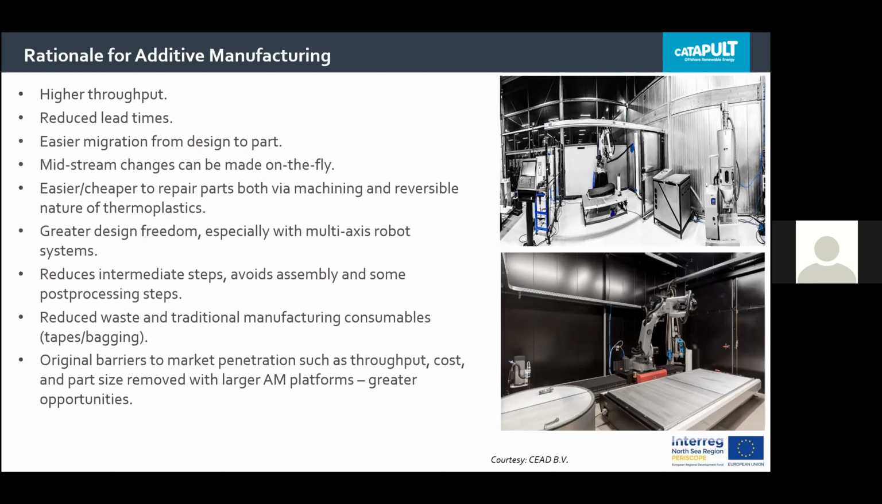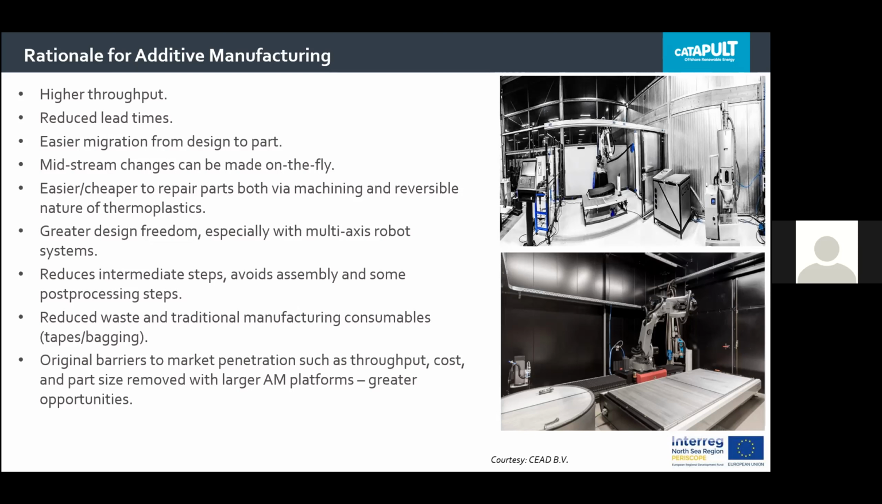You've got easier migration from the CAD design through to the part. It's a much quicker process. You have your original CAD file, and then convert that to an STL, and then to G code, which basically forms your tool paths. Midstream changes are somewhat easier than conventional manufacturing methods. It's also easier and cheaper to repair parts via subtractive machining, and due to the reversible nature of thermoplastics, they can be reformed.